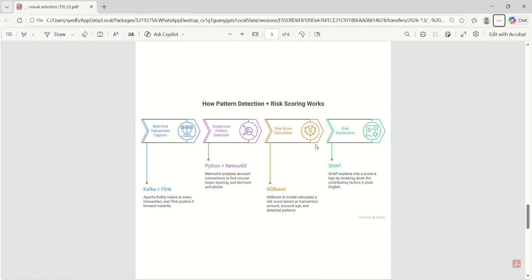This diagram shows how pattern detection and risk scoring work. It shows the intelligent engine behind fraud detection. It combines multiple technologies, real-time data streaming, neural networks, and machine learning models to identify hidden fraud patterns and calculate risk scores. By analyzing large volumes of data instantly, the system detects anomalies that traditional rule-based systems might miss, ensuring higher accuracy and proactive fraud prevention.